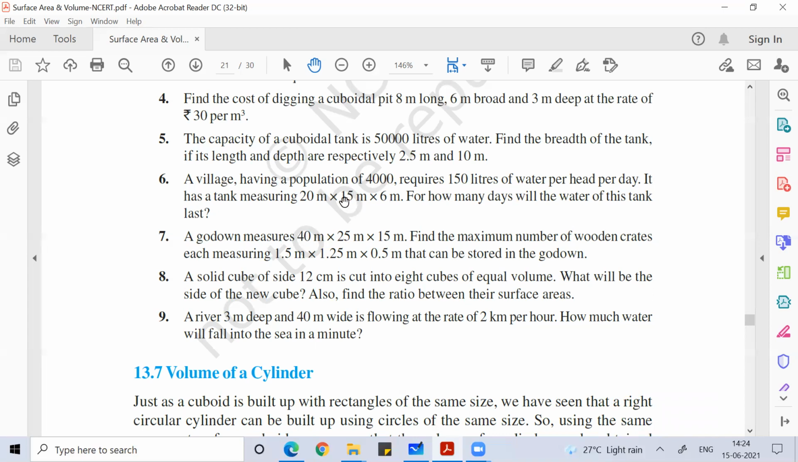So that will be 1,800 meter cube. When we convert that into liters, that will become 18 lakh liters. So we can do 60 lakh divided by 18 lakh, which will be 3.